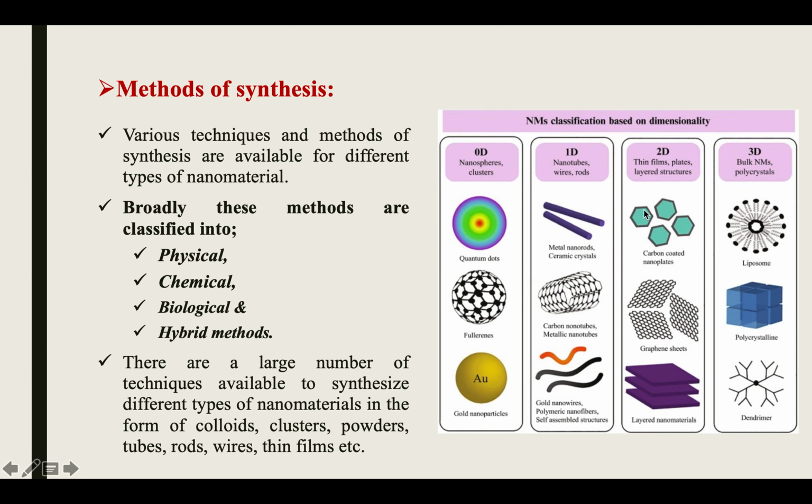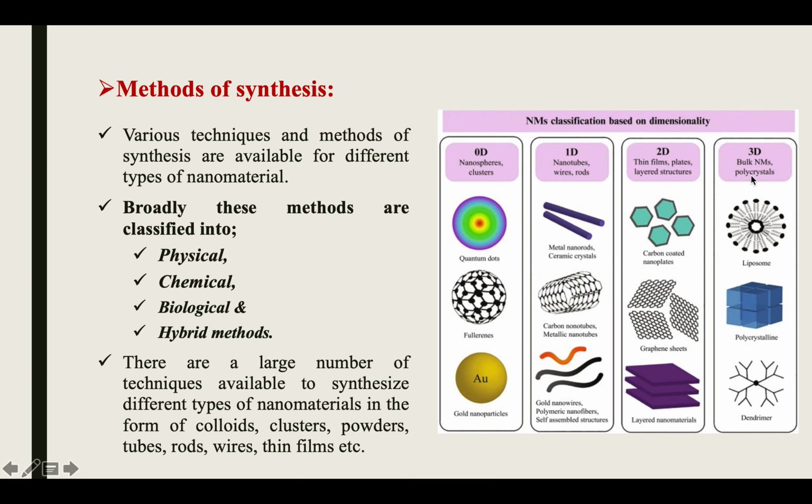Now we are going to see 2D, two-dimensional nanomaterials. This is also one kind of classification in terms of dimensionality, based on the material types and form. Here thin films come in 2D. You can coat them using a spray technique, like carbon coated nanoparticles or graphene sheet, or they can be layered nanomaterials. This category comes in two-dimensional nanomaterials.